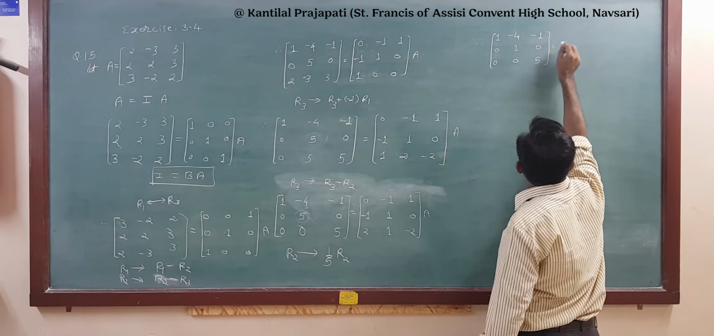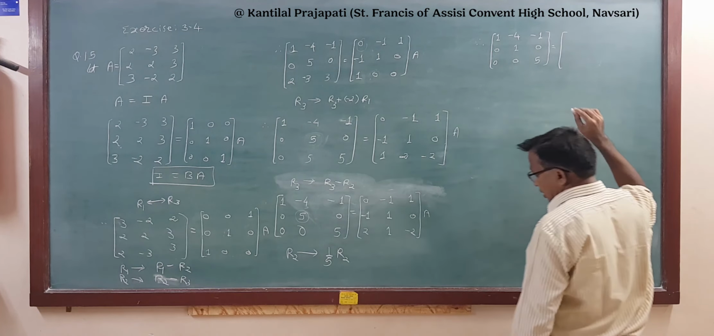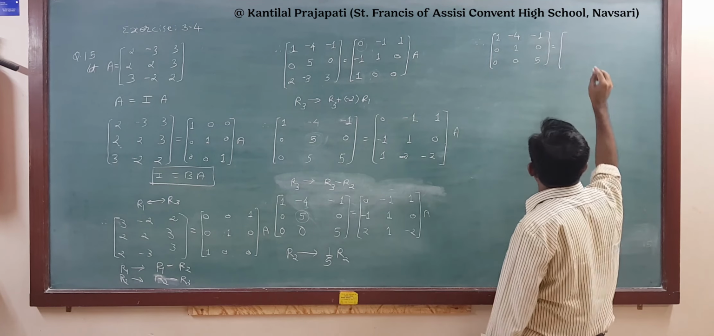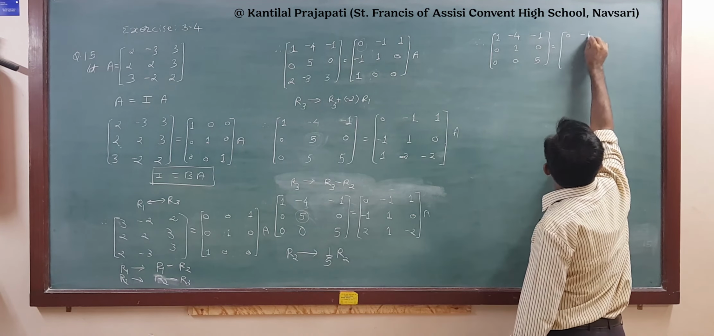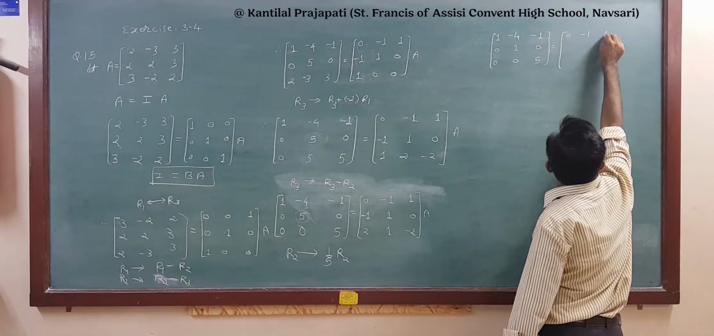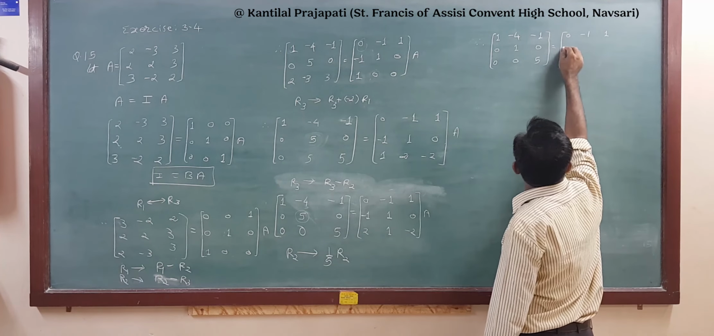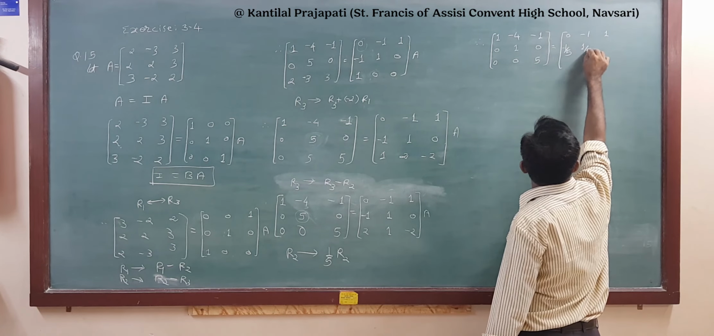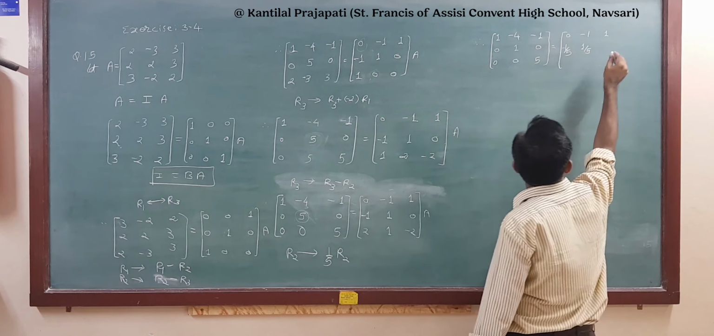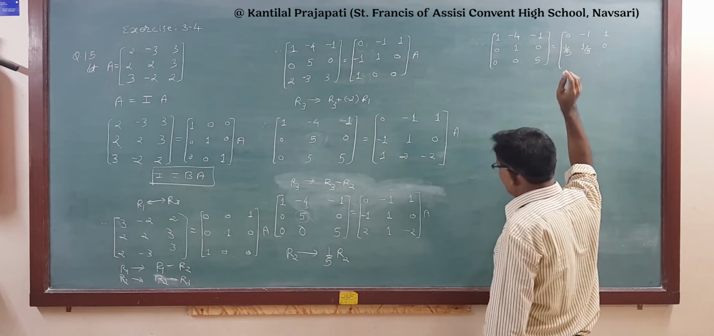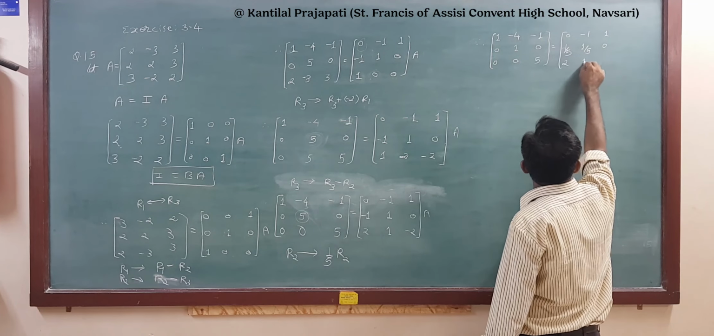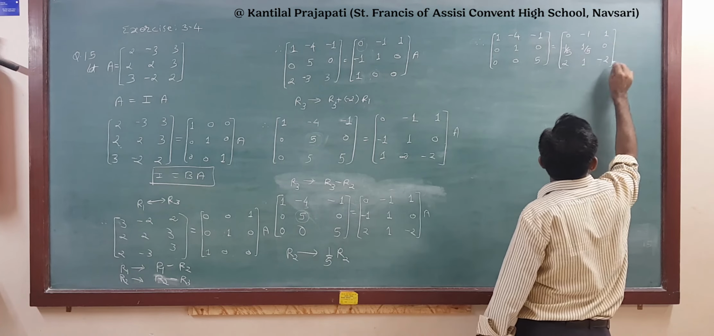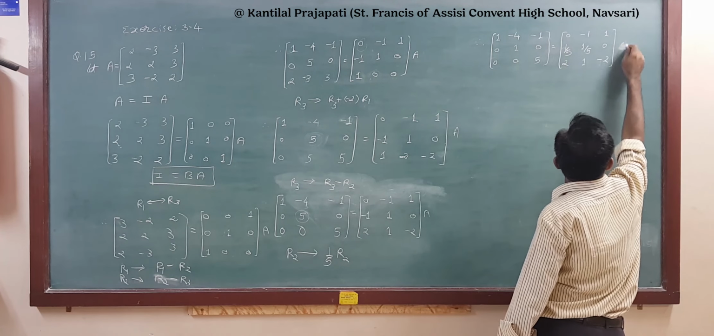equal to. So the second row is multiplied by 1 upon 5, or divided by 5. 0 minus 1, 1. Only the second row will be changed. So it will be minus 1 by 5, plus 1 by 5. Then 0. Then 2, 1 and minus 2 into 8.